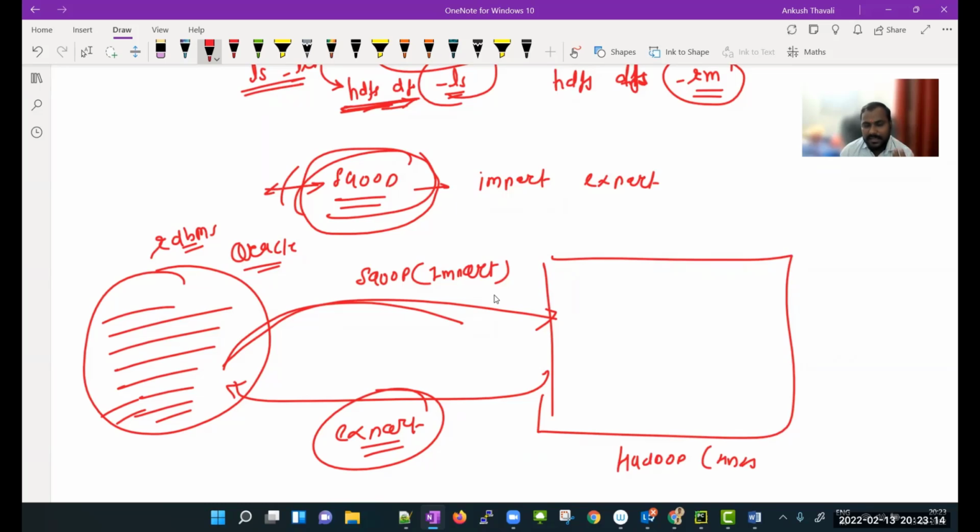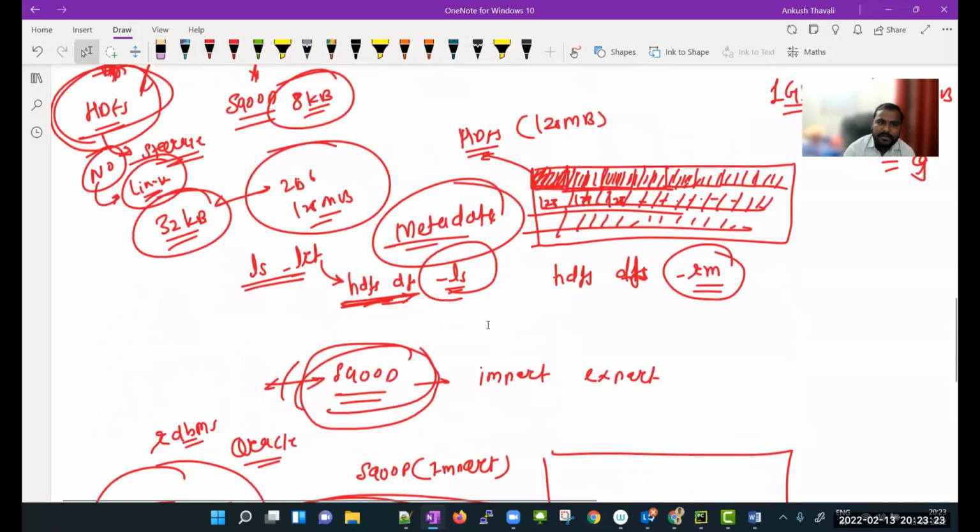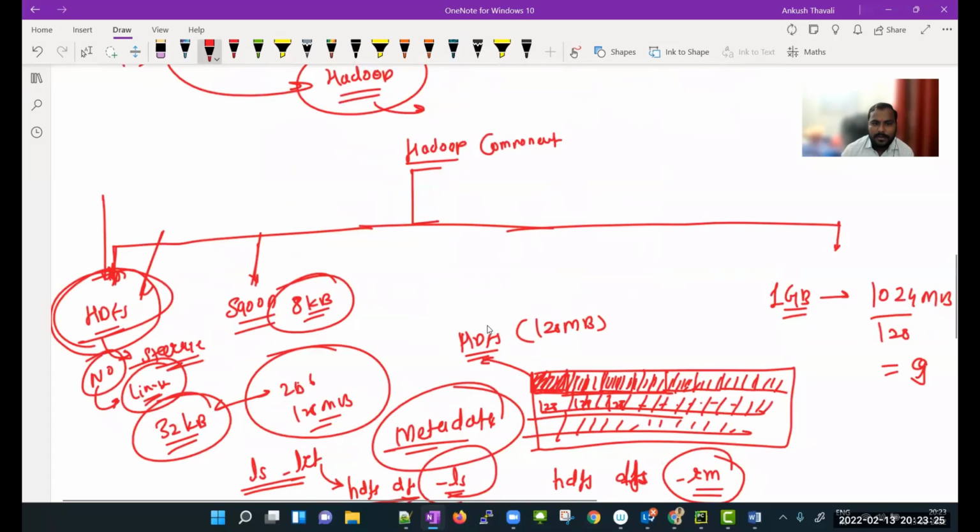Now there are multiple other things, like what Sqoop is doing and how it is happening. Okay, so we are going to learn about that. The third component which will come into the picture, we call it Hive.